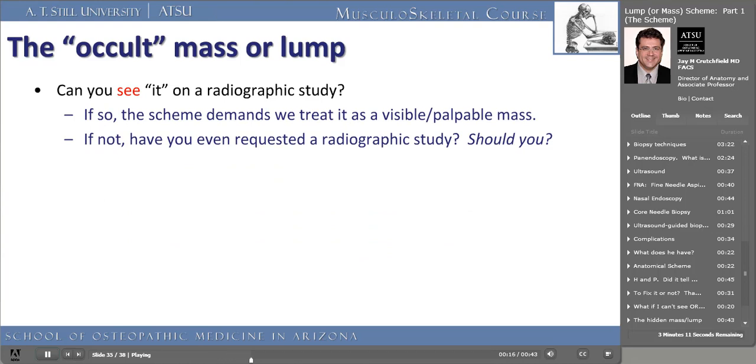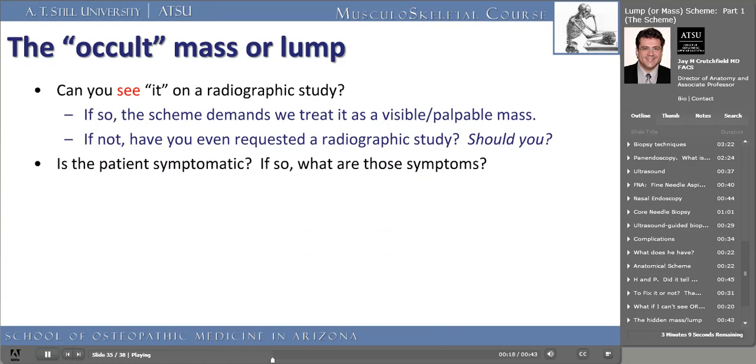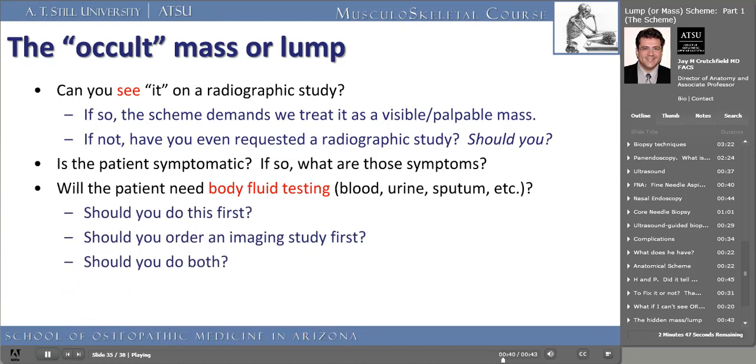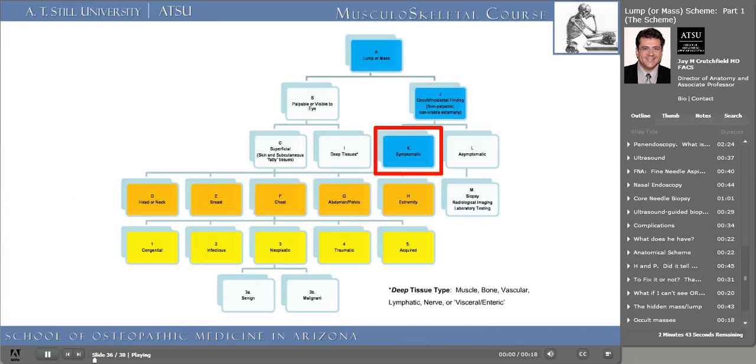If the patient has symptoms, we must determine if the symptoms are related to the occult mass. For example, does the patient have associated blood in their urine, blood in their sputum, pain on movement, associated fevers? Should we obtain blood or urine or sputum testing? If so, should we do this first or order additional imaging studies first, or both? What does the patient's history and physical exam guide us to do?